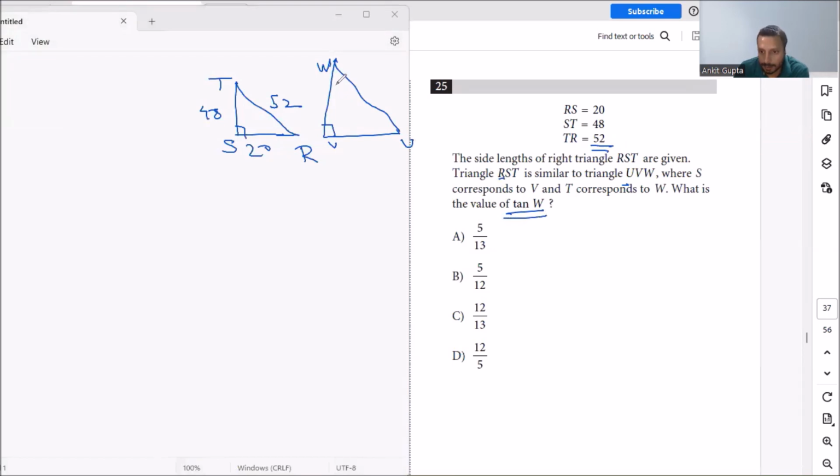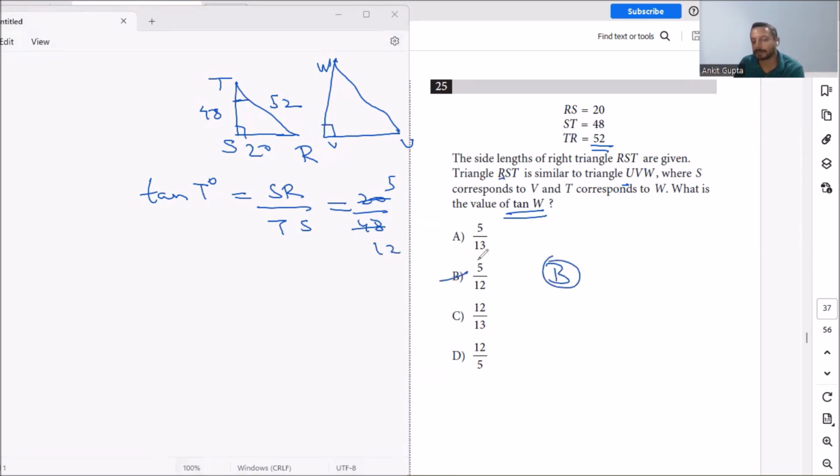Since the triangles are similar, that means their angles will also be the same. So angle W will actually be equal to angle T. And we know that tan of angle T will be equal to the opposite side, which is RS, divided by TS. So it will be equal to 20 by 48, 4 fives are 20 and 4 twelves are 48. So the answer will be B, which is 5 by 12.